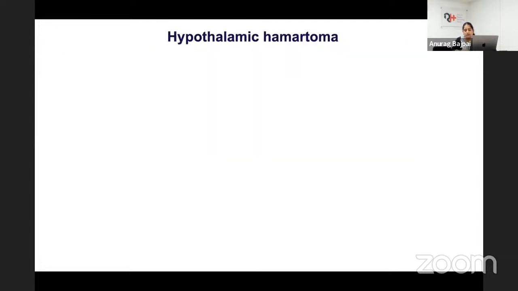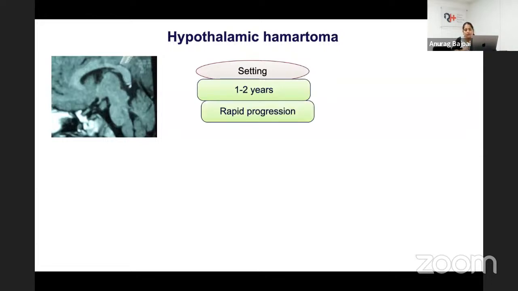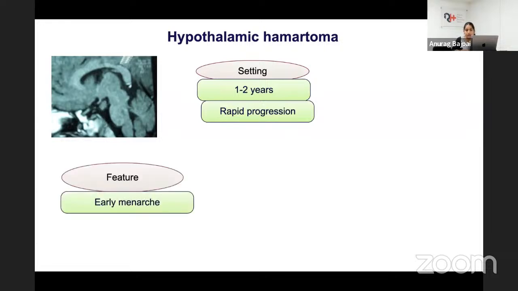Coming to the second common cause of central precocious puberty, that is the hypothalamic hamartoma. It is basically a migrational defect. Here the normal hypothalamic tissue is present in the abnormal area that causes the central precocious puberty, and they present very early, like in the 1 to 2 years of age, and they have a rapid progression. The progression is so rapid that they present with early menarche just after the onset of thelarche, and they are associated with gelastic seizure.